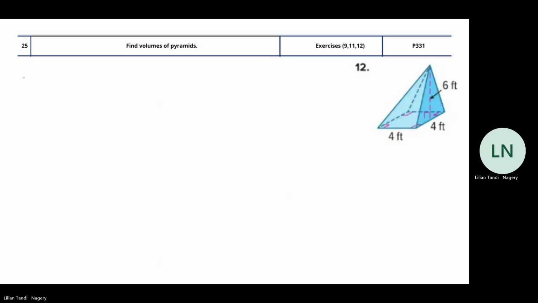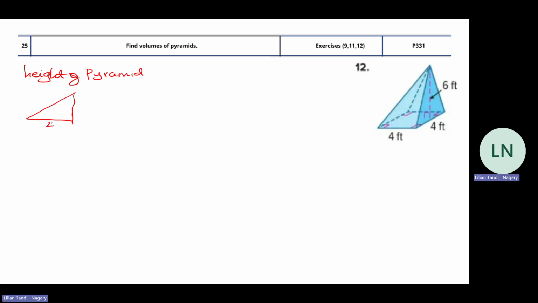So you want to find the height of the pyramid. Remember, the height of the pyramid must come from the top center to the bottom center. It should be here, okay? This is the slant height. So you'll do this and this and this, okay?